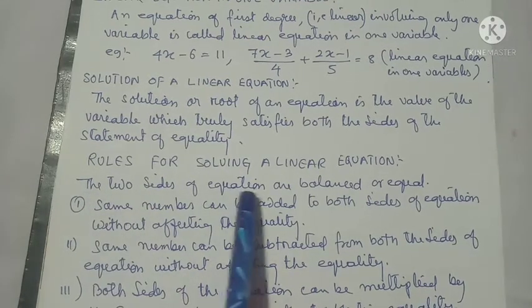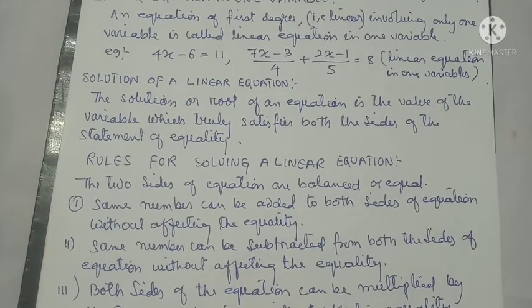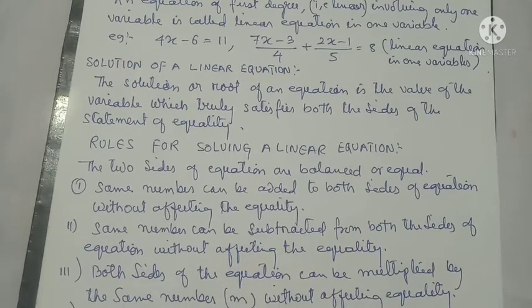The two sides of the equation are balanced or equal. We have to make sure the two sides of the equation are balanced or equal. It means that it should be equal. If it is equal, then we say it is an equation, meaning that when we put the value of the variable, the left hand side and the right hand side will be equal.